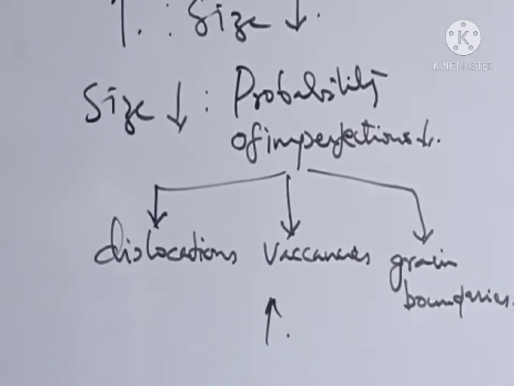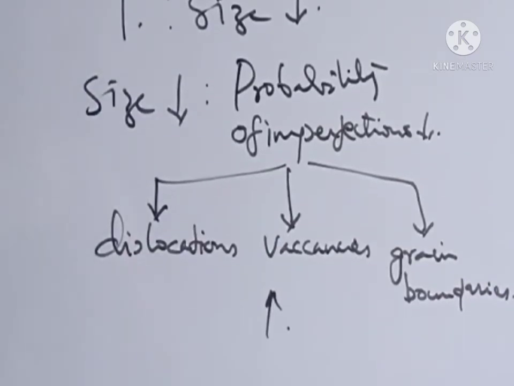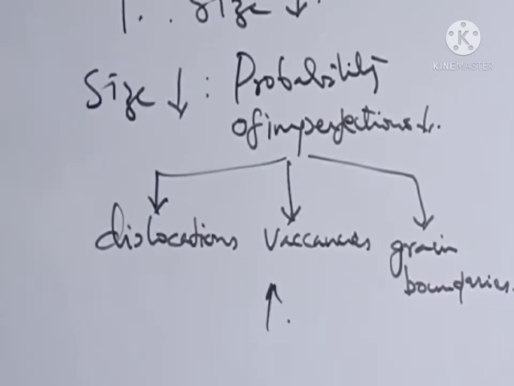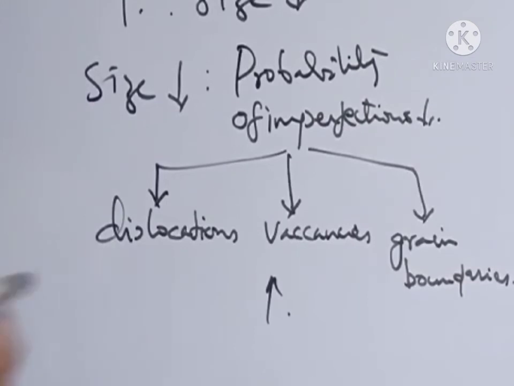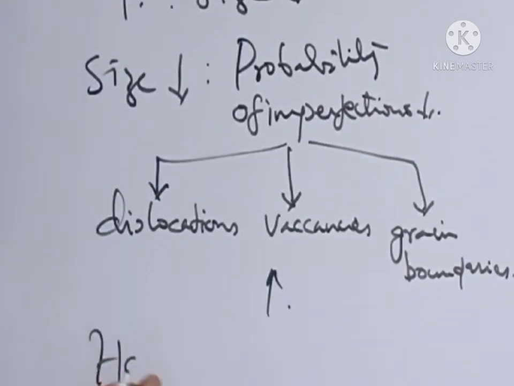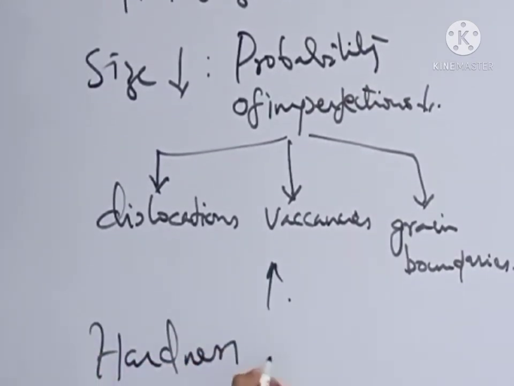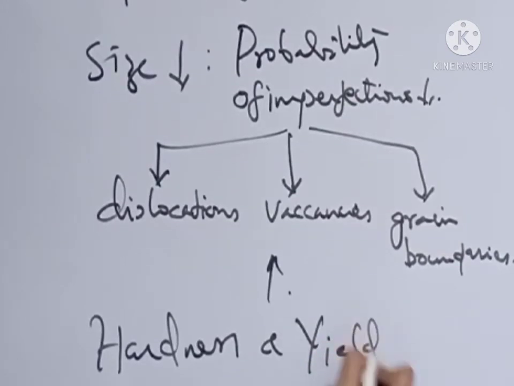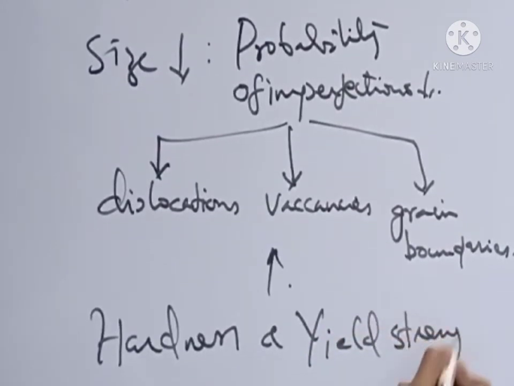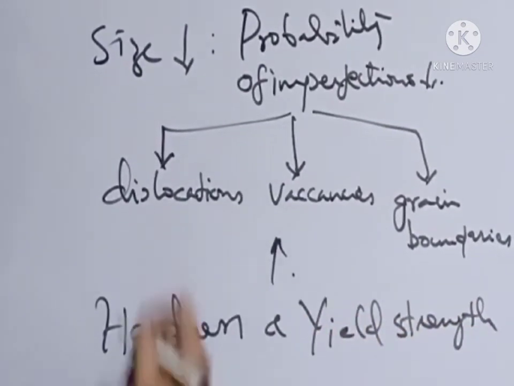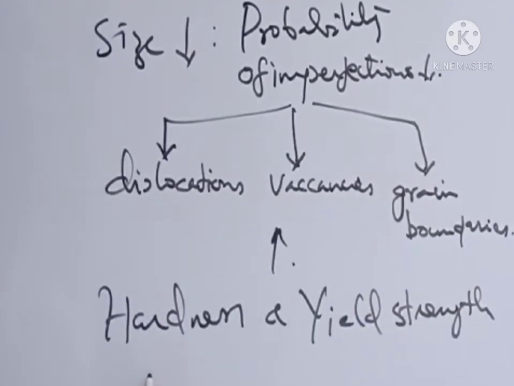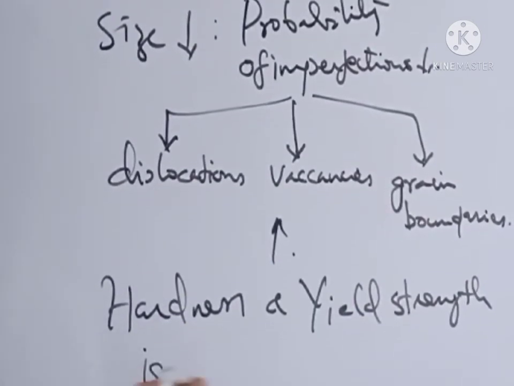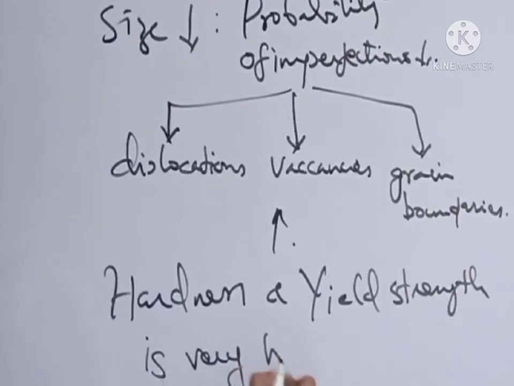So the hardness and the yield strength of almost all nanomaterials are very high.